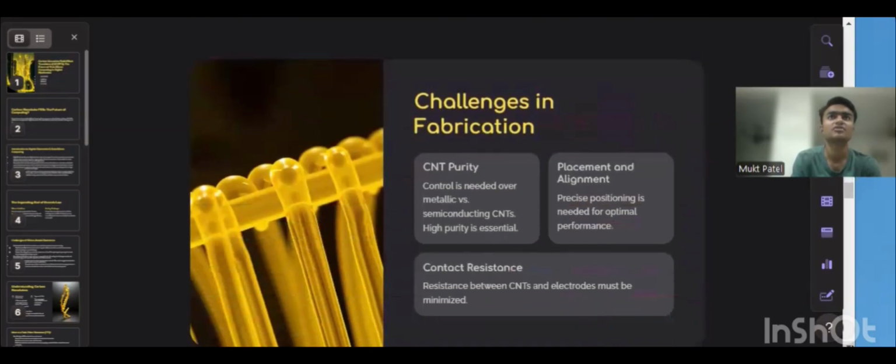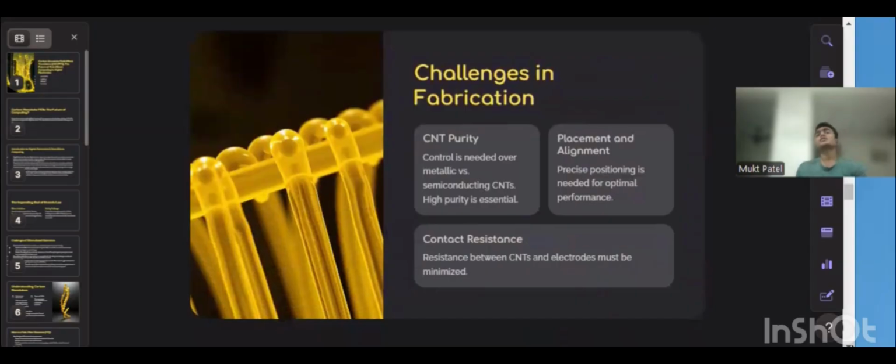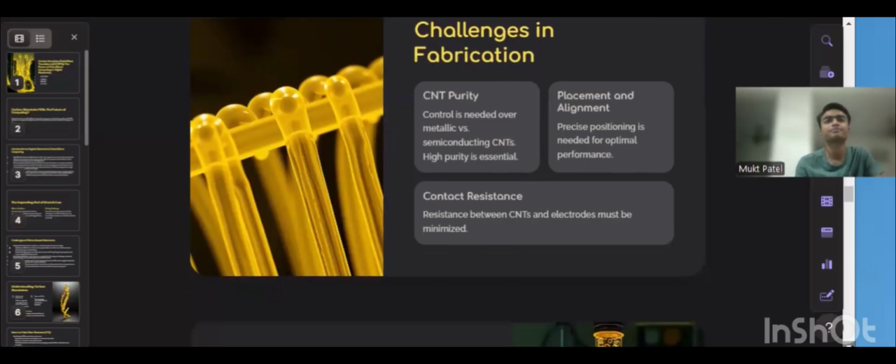Here are the challenges in fabrication: CNT purity, placement and alignment, contact resistance. CNT purity: control is needed over metallic versus semiconducting CNTs. High purity is essential. Placement and alignment: precise positioning is needed for optimal performance. Contact resistance: resistance between CNTs and electrodes must be minimized. Here's this third one. Let's move to the second one.